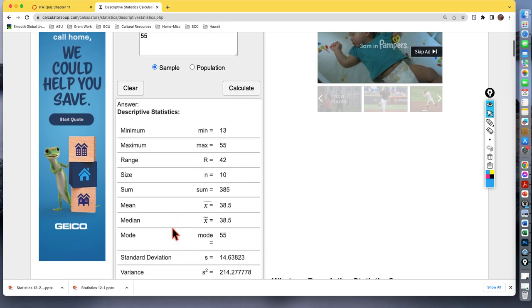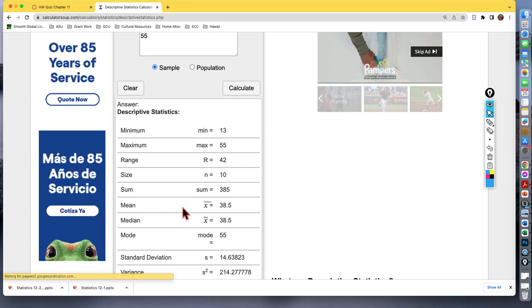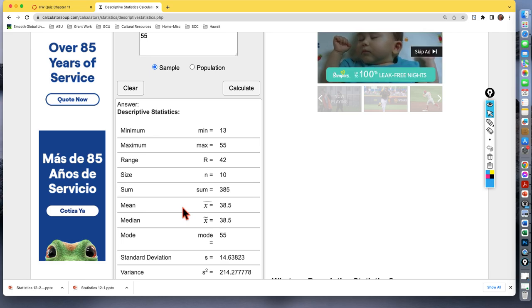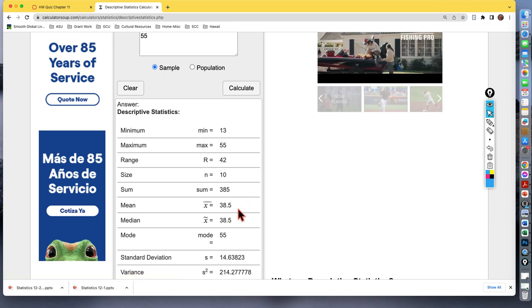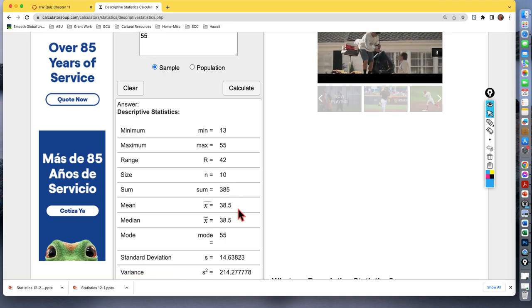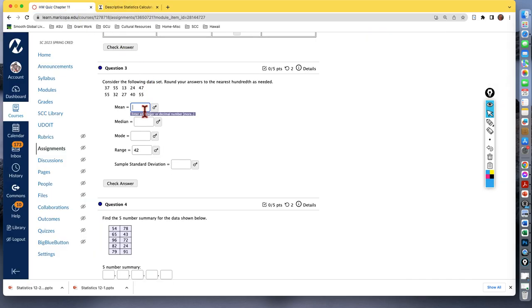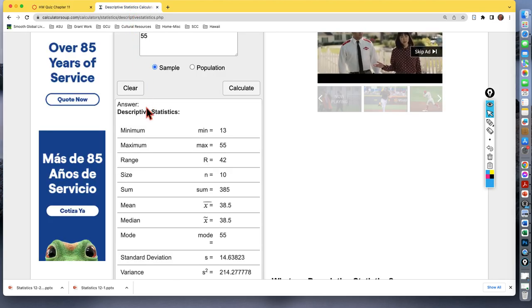It's got the mean for us. What that is, it took them and added them all together and divided by however many there were. There were 10 pieces of data. That's what the n tells us. If you take 385, add it together, and divide by 10, you get 38.5. So the mean is 38.5.